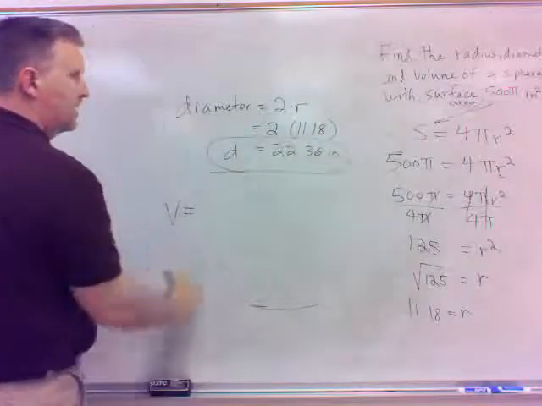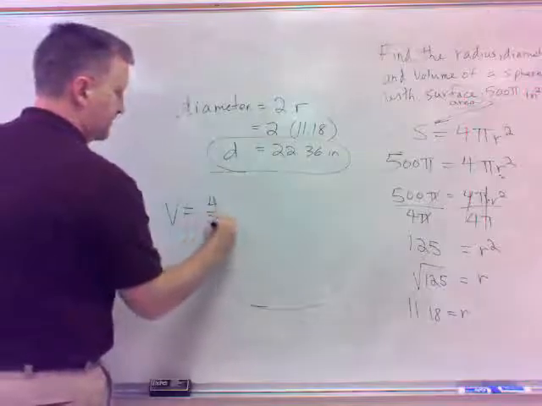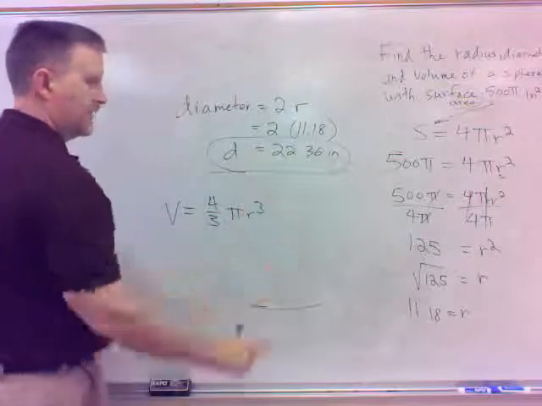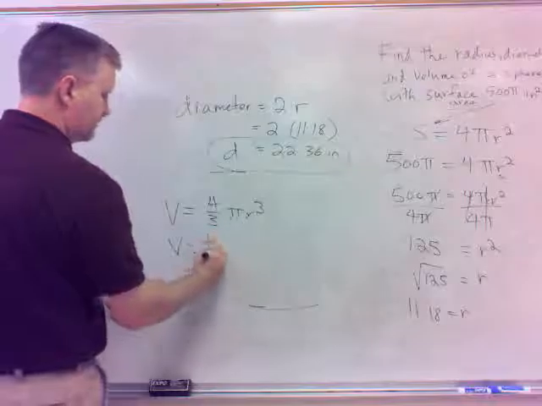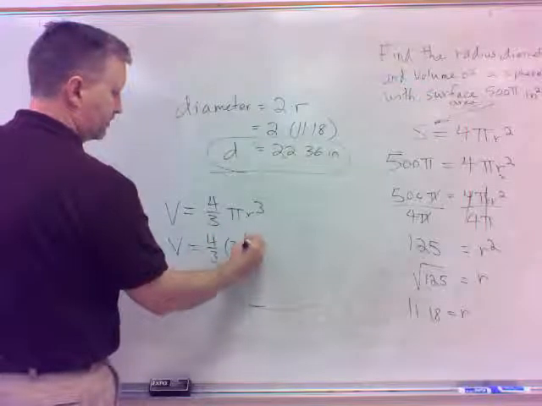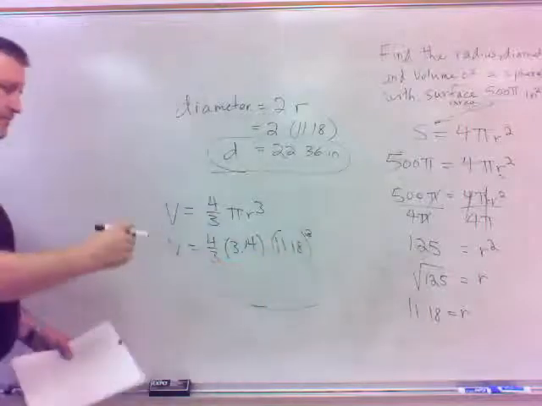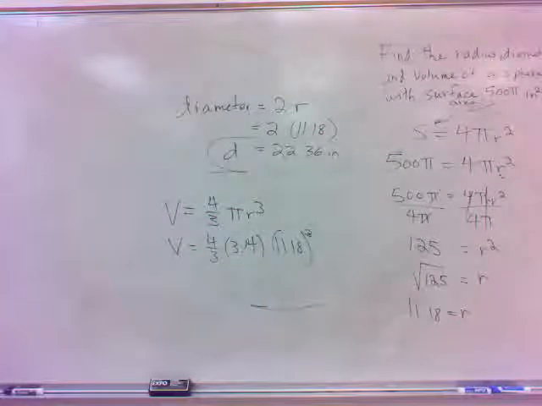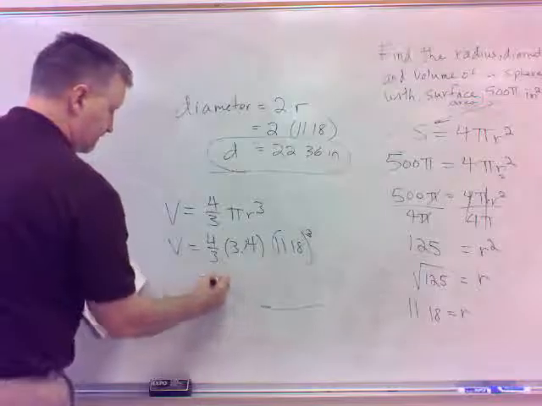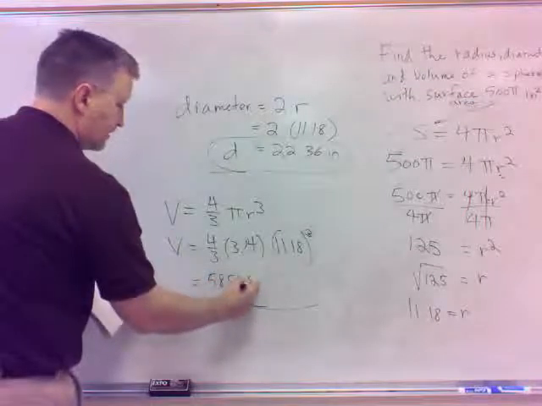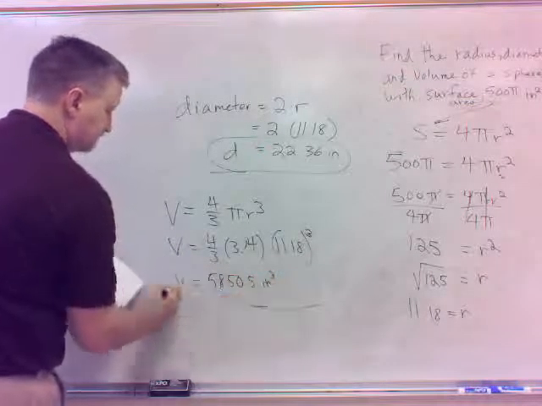The volume, how do we get it? Well, it's another formula. It's 4/3 pi r cubed. Now, since I have the radius, I can do the volume. It's 4/3 pi, so 3.14, times the radius cubed, so it'd be 11.18 cubed. Multiply all that together, and you would have it. 4 divided by 3, times 3.14 times 11.18 cubed, 5850.5. That would be cubic inches for the volume. All right?